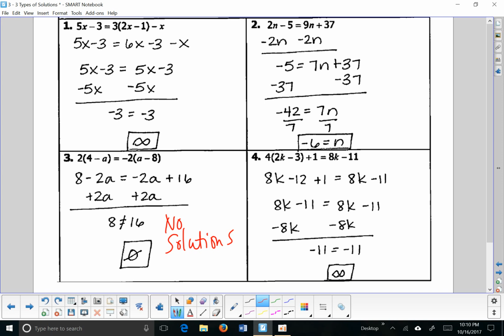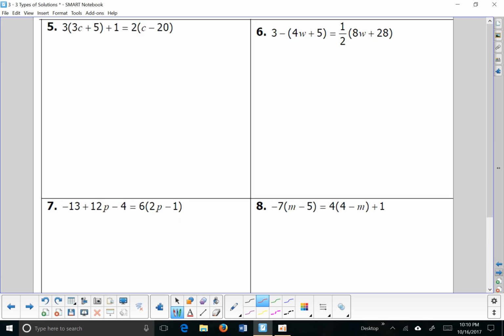All right, let's turn the worksheet over and try some on the back. So I'm going to answer number 6, and then I'm going to ask you to try numbers 5, 7, and 8 on your own. So we need to distribute here, but the 3 is not touching the parentheses. So the 3 is not going to be used, but this minus invisible 1 is going to be multiplied. That gives me a minus 4w. That gives me a minus 5.